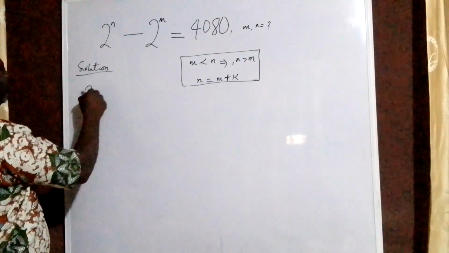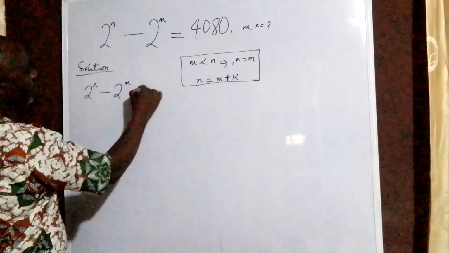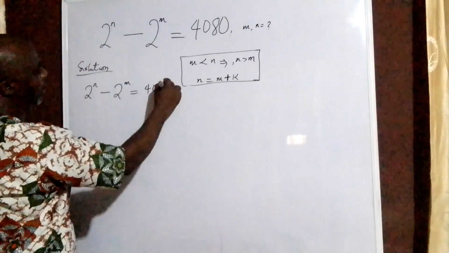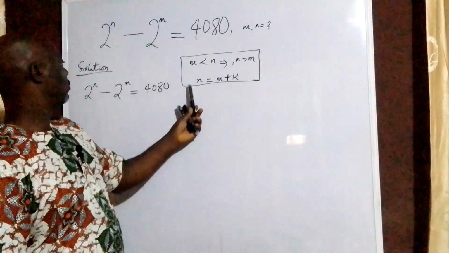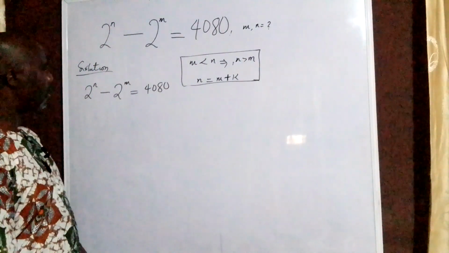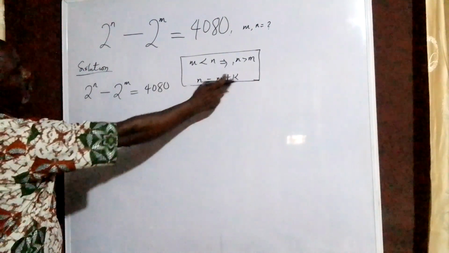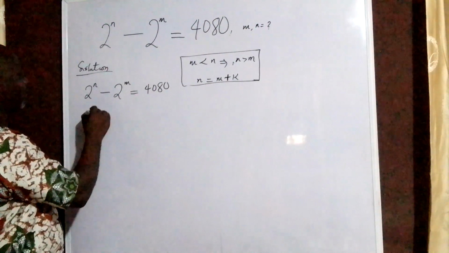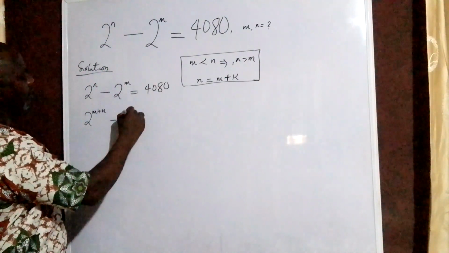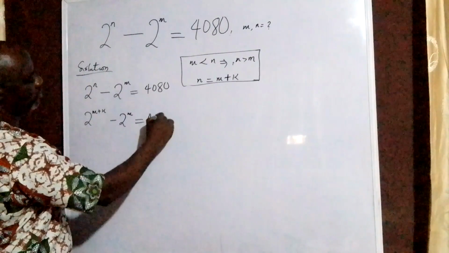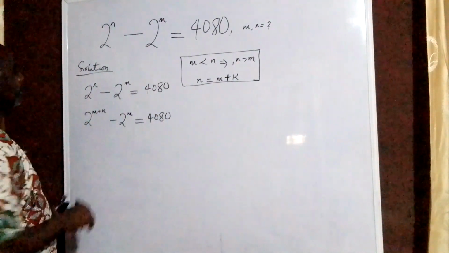So we have 2 to the power of m minus 2 to the power of n equals 4080. And then based on what we just said here, we can say that m is n plus k. So we have 2 to the power of n plus k minus 2 to the power of n equals 4080. So I'm going to rewrite this.